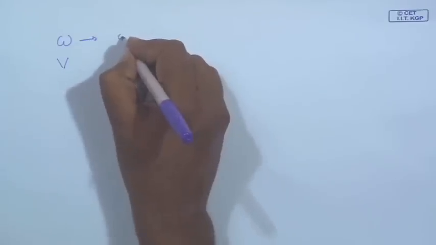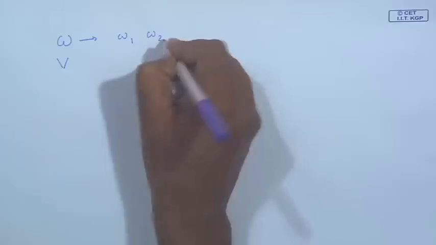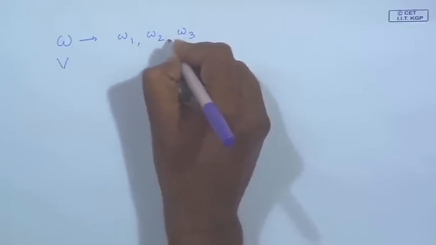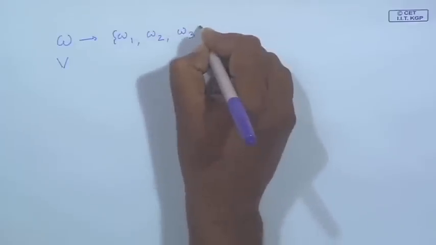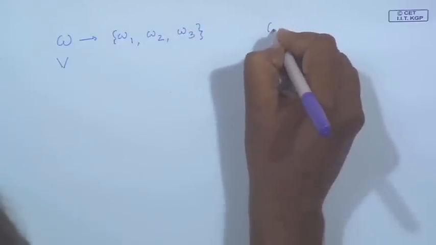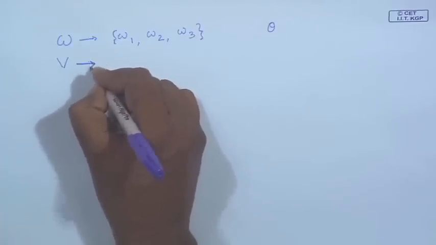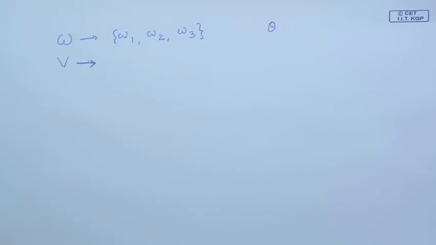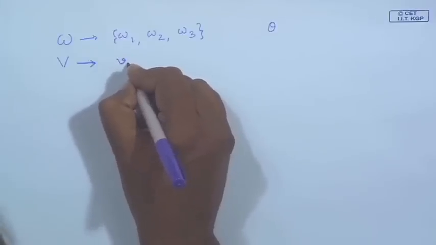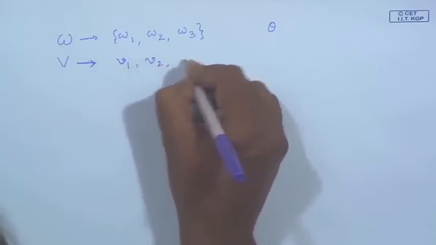So, under omega, I have states omega 1, omega 2 and omega 3. These are the 3 states of this hidden Markov model, say theta. We are calling the model theta, and V is the set of visible states or the visible symbols, which are emitted by this hidden Markov model when theta is in a particular state. Let us assume that this can generate, say, 3 visible symbols V 1, V 2 and V 3.